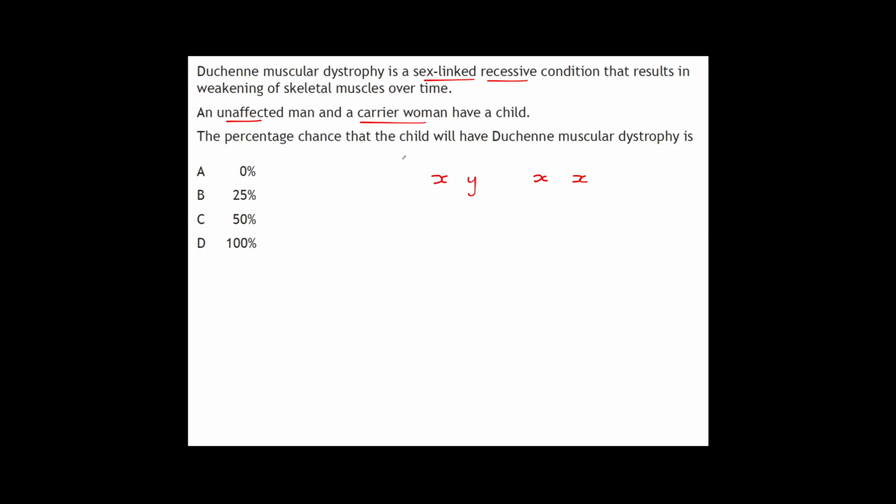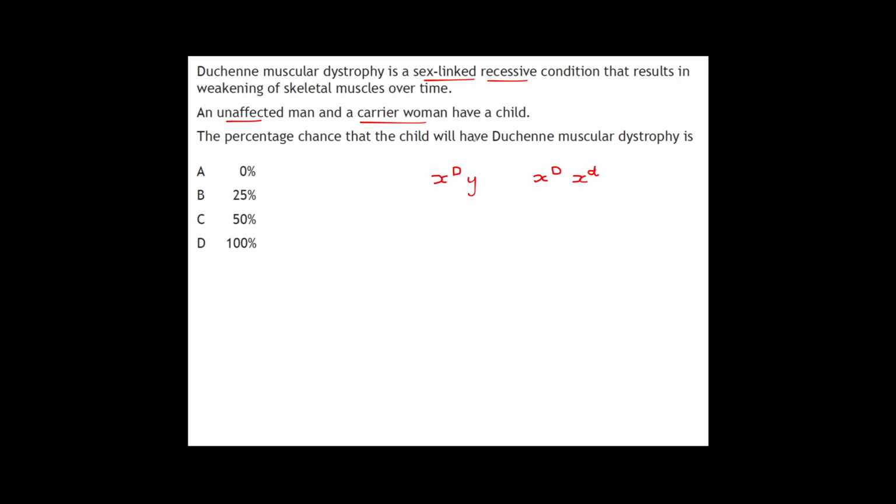Now, the unaffected man, okay, it's a recessive condition. So if you're a man who's unaffected, you're going to have a capital letter. So let's use D here for Duchenne, okay? That means the male must have a capital letter because they are unaffected and it's a recessive condition. The woman is a carrier, which means that she has both a capital and a lowercase d, okay?